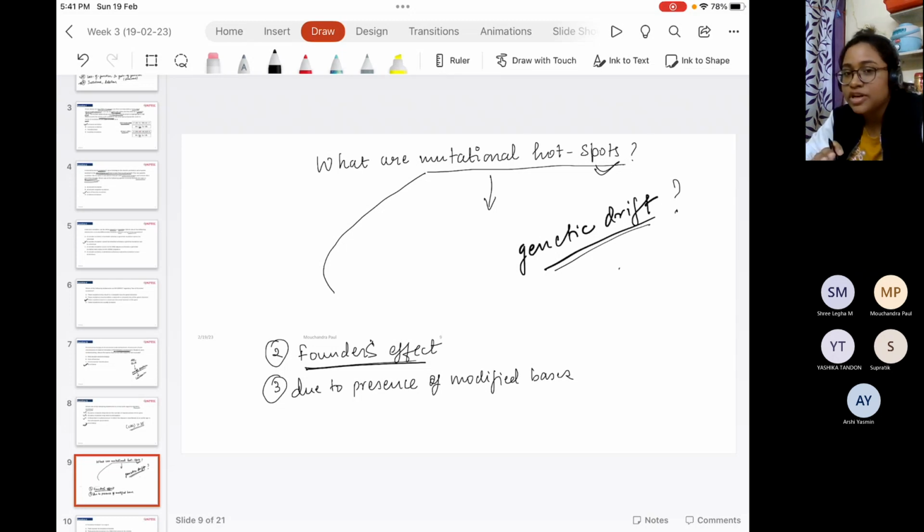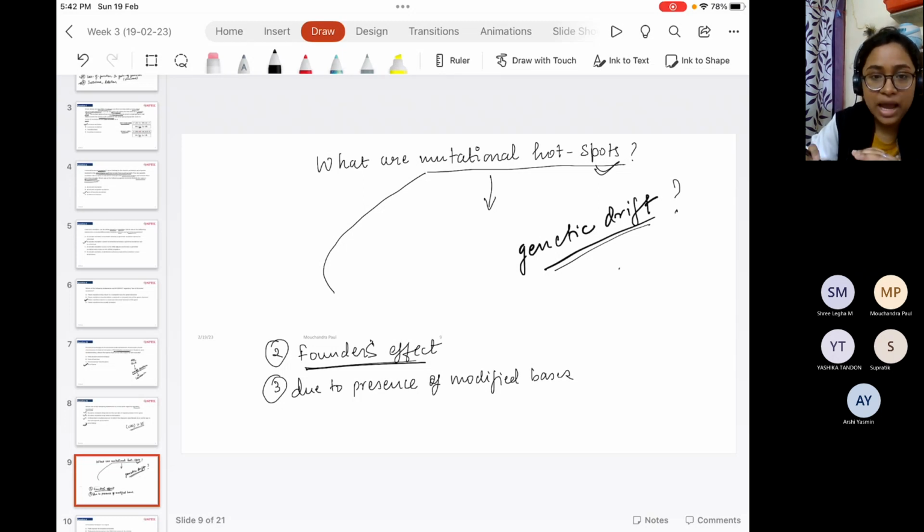Although sir didn't discuss genetic drift, when studying some other literature you may stumble upon these two terms where they are talking about evolution. So genetic drift leads to selection of the desirable characters, but founder's effect, you can say, can lead to the expression of the diseased phenotype as well. Okay.